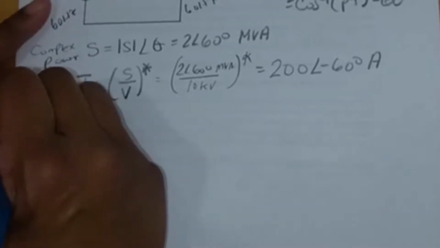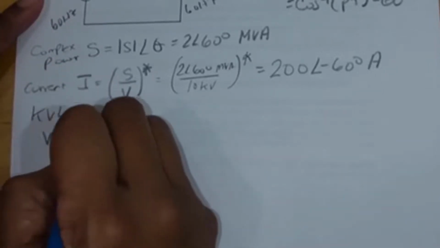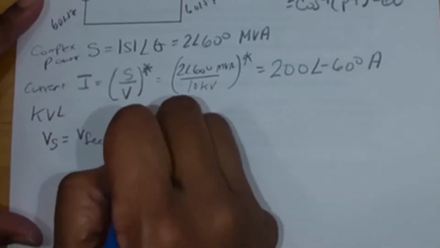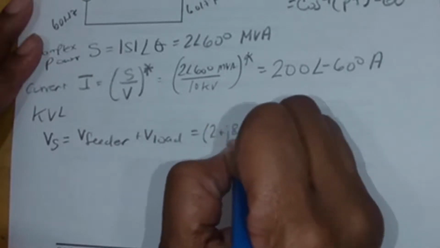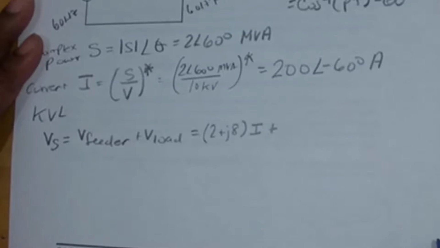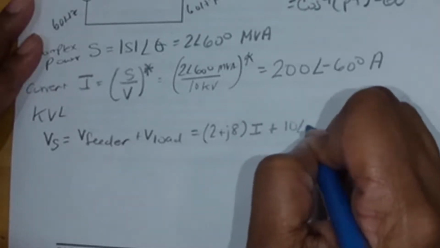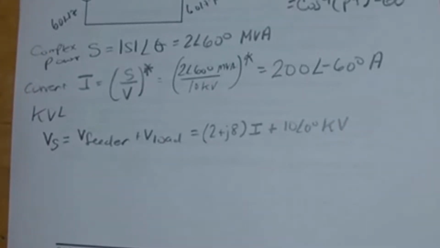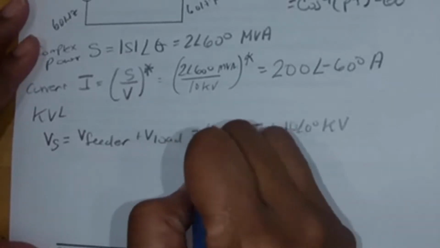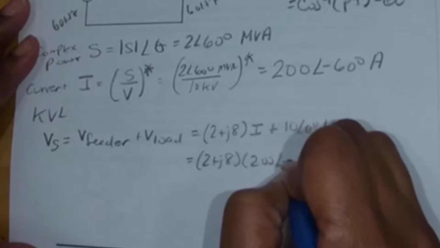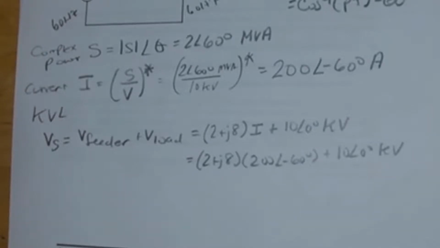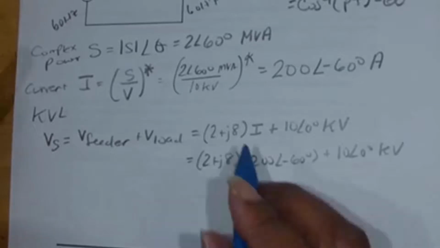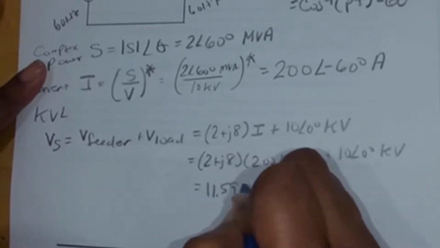So now we need to use KVL to find the voltage at the source. The voltage at the source is going to equal the voltage at the feeder plus the voltage at the load. The voltage at the feeder is going to be 2 plus J8 times I, plus the voltage at the load, which is given. That's 10 angle 0 degrees in kilovolts. So that's going to be 2 plus J8 times 200 with an angle of negative 60 degrees plus 10 with an angle of 0 degrees in kilovolts. What is VS? 11.59. Did anyone get that? Okay. So 11.59 with an angle of 2.2 degrees in kilovolts.